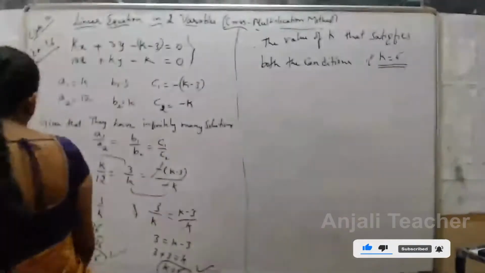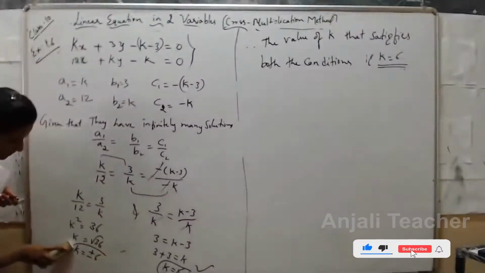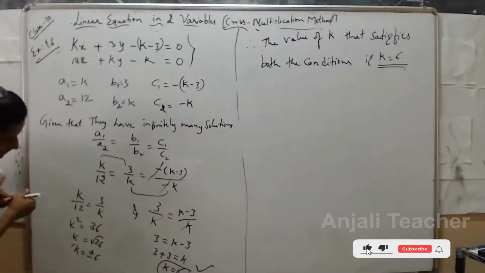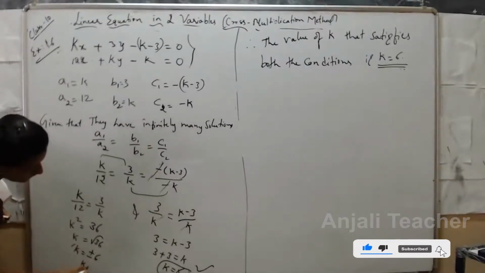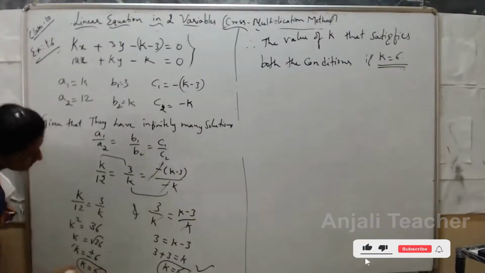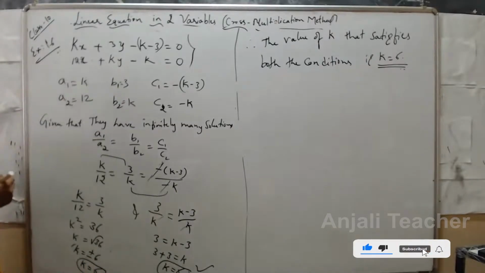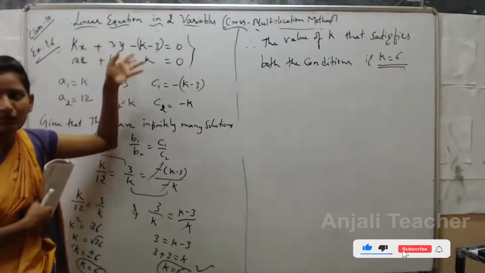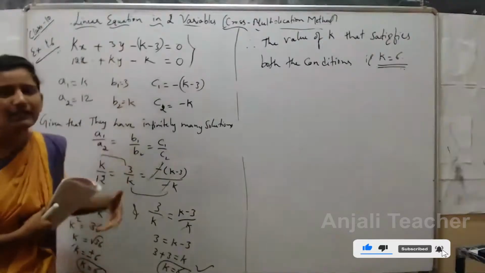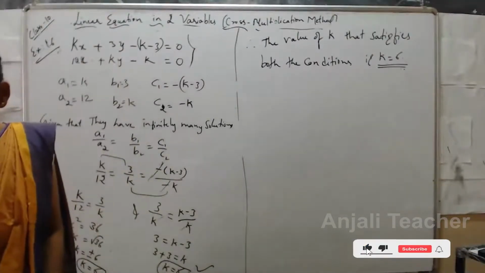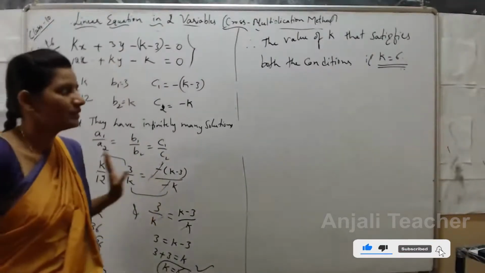If you want to write, you can write like this also: k is equal to plus or minus 6. But take only k is equal to plus 6. For that value, you are getting infinitely many solutions. Okay. Shall I erase this?